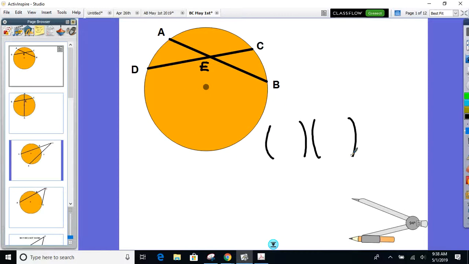This one is part times part. So give me 2 parts of a chord. AE times EB is the same product as DE times EC. There we go. That's 2 chords, everybody. 2 chords.